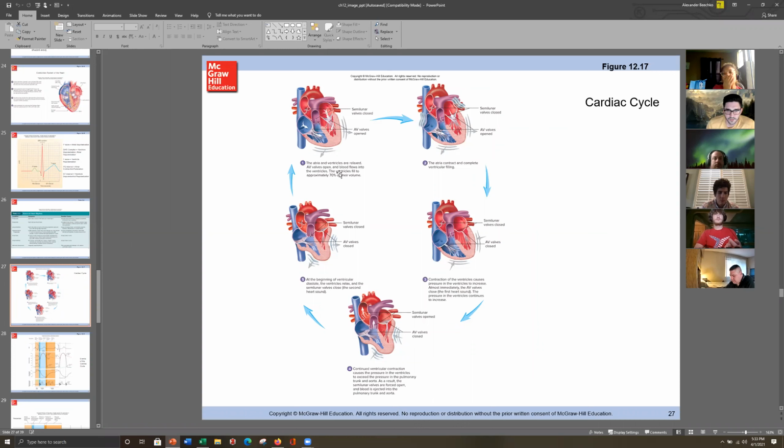Excuse me. So number one, the atria and ventricles are relaxed, the atrioventricular valves are open, and blood flows into the ventricles, and the ventricles fill to approximately 70% of their volume.